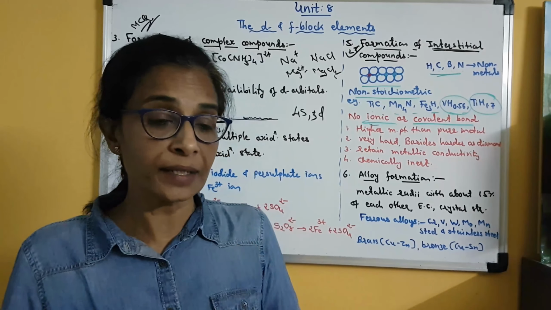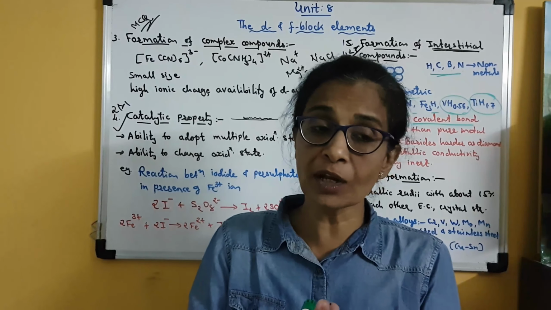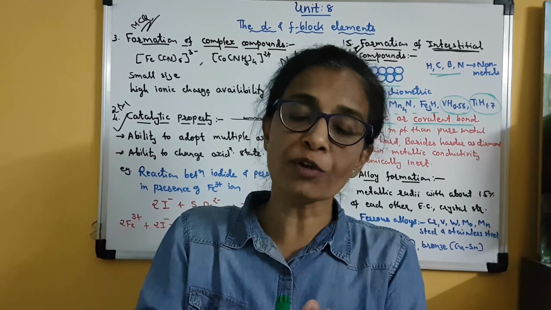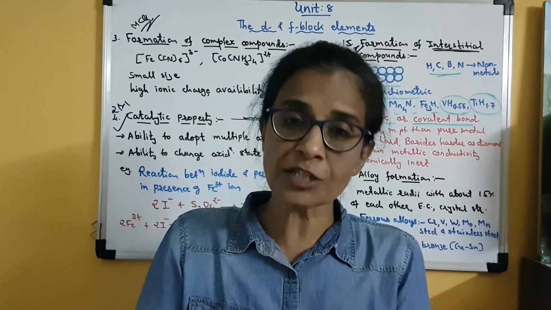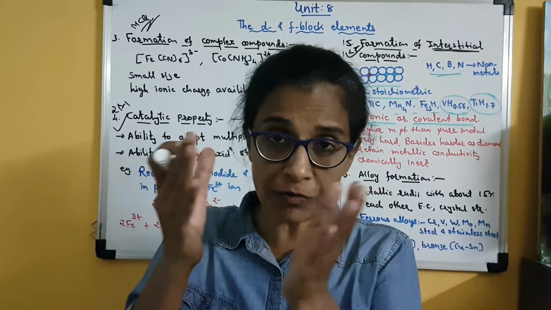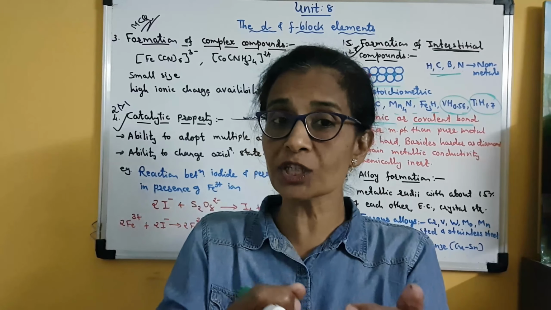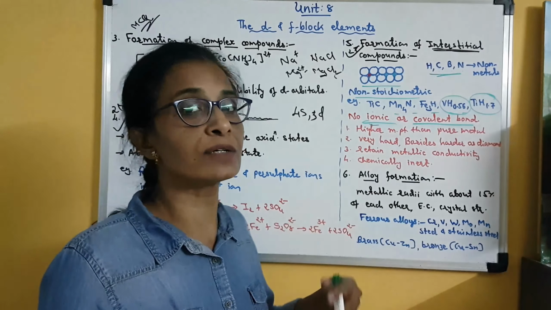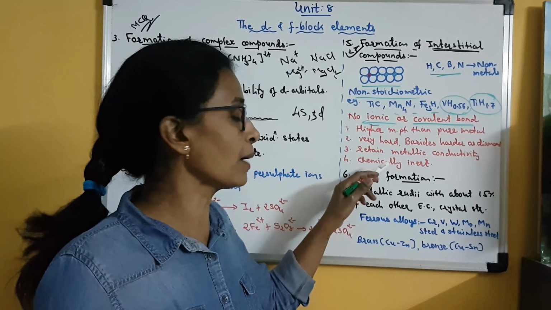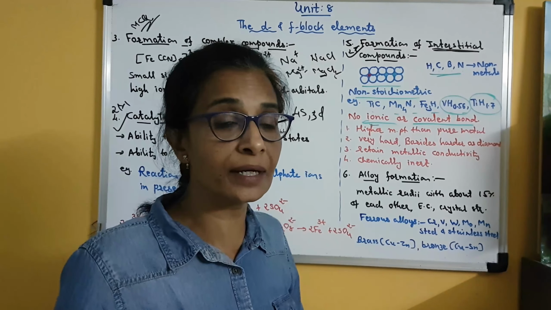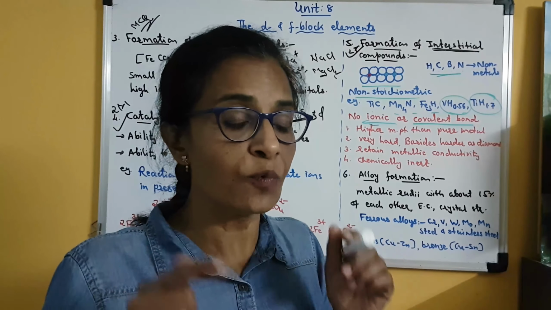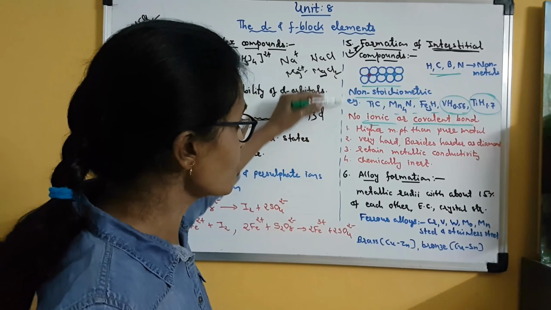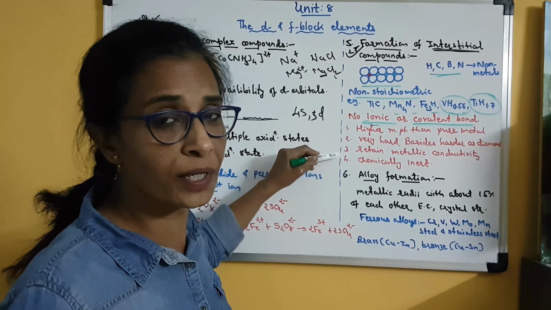Means when the interstitial compound is formed, they will not lose their original property. Instead, there is modification in some existing property. There will be addition of some new properties, but the original old properties will be retained. So their metallic conductivity will be retained, and they become chemically inert. Why chemically inert? Because I told you that the valence electron will get stabilized. Clear? So this topic is very, very important.